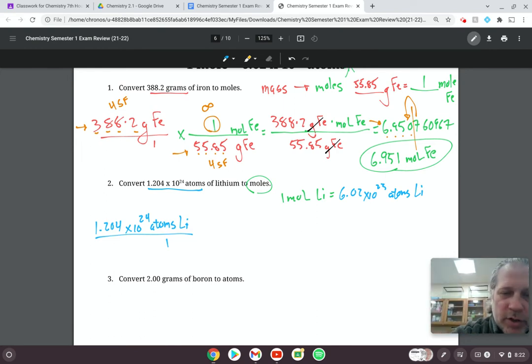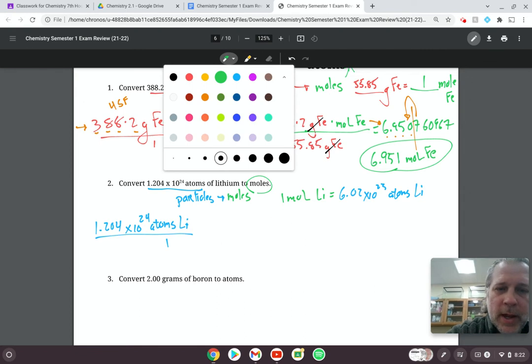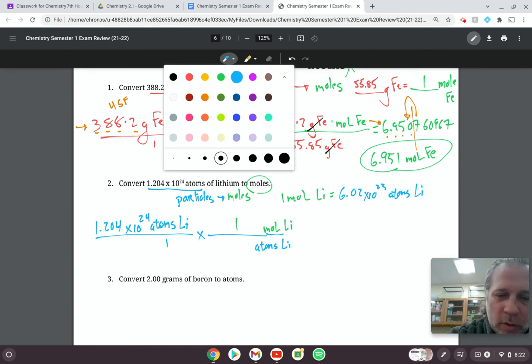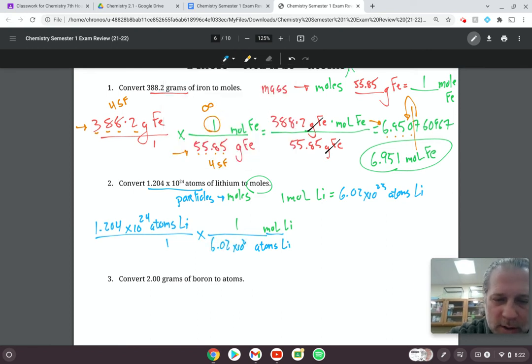And so in this problem, we're going to go from particles to moles. Okay, so I'm just trying to set up what we're doing here. So my relationship is present, and now I'm going to set it up so I can convert my units. I have atoms of lithium on the top, so I need to get rid of atoms of lithium, so I'm going to put atoms of lithium on the bottom and moles of lithium on the top. And since the relationship is 1 mole of lithium is equal to 6.02 times 10 to the 23rd atoms of lithium, now I'm just going to do my math.